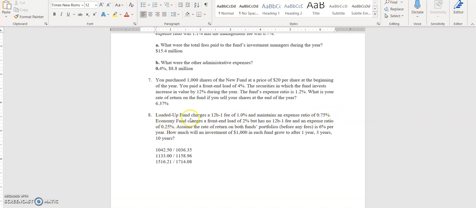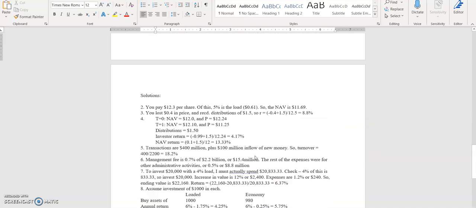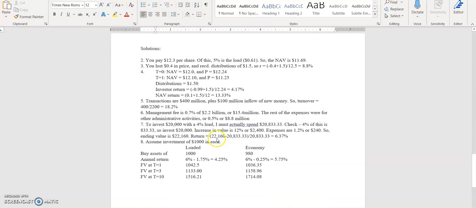Now a different fund, it charges a front-end load of 2%, but it has no marketing fee and it has a lower expense ratio of 0.25%. Now we are going to assume that the assets are going to return 6% every year. Okay. So let us see how we can compare these two funds. Okay. So let us say you're assuming a $1,000 investment in both of them.